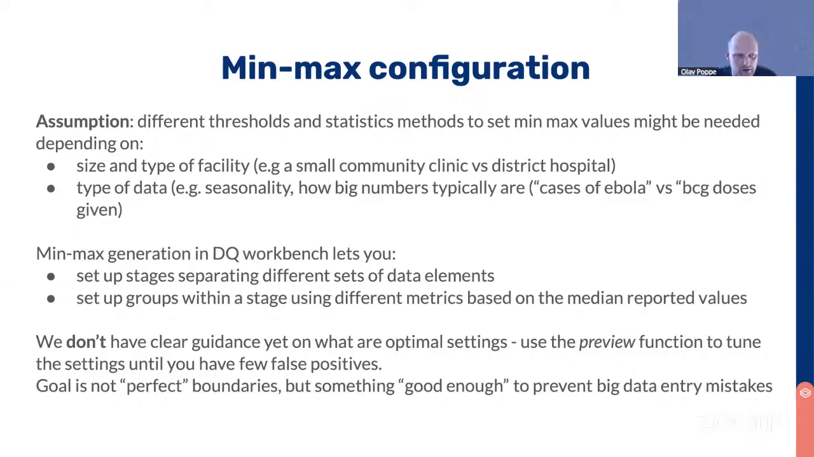To be able to do this, it lets you set up, similar to what you've seen now for validation rules and outliers, different stages where you define what data sets you are generating min-max values for. Within each of those stages, you can group the data by different metrics. So you can say, okay, any facility that has a median reported value of 3, so tiny facilities, should use this particular method to set the min-max. Maybe just setting a fixed max of 50, for example. And then the large facilities should use this kind of metric.